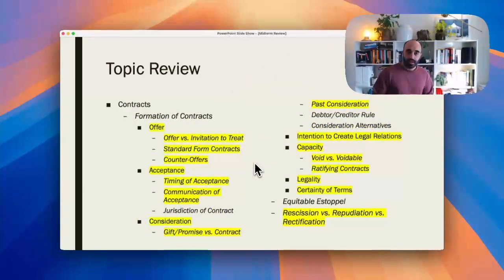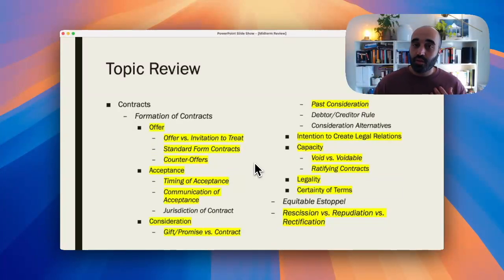We then moved into contracts. The first topic we talked about was contract formation. So remember, there's three main requirements for contract formation: offer, acceptance, and consideration. The other four have to be there as well, but you don't really need to mention them in your analysis unless there's an actual issue. So the issues of intention to create legal relationships, the issues of capacity, legality, and the certainty of terms, those might come up. You don't have to mention them unless they're a problem in the case.